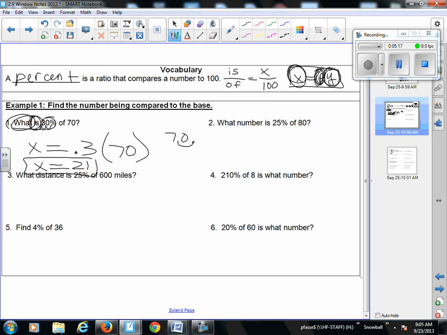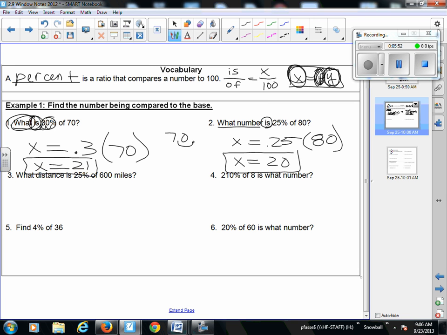For number 2, you have the exact same situation. What number, x, and then we have is equals 25% as a decimal is 0.25 of 80. And then 0.25 times 80, or 1/4 of 80, is 20. You can figure that out in your head or use a calculator. For number 3, if you could please pause it and see if the students can do number 3.